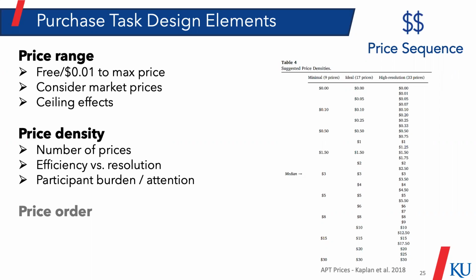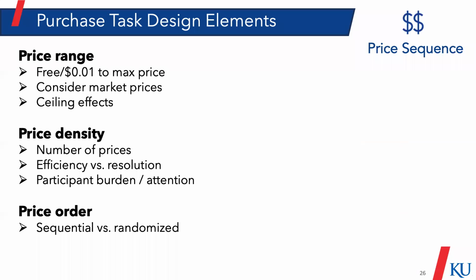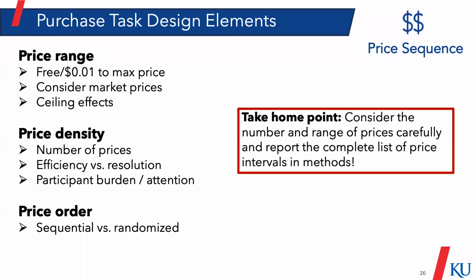And the final consideration with this is the price order. So are you going to present the prices in increasing or ascending order, or randomize them? Fortunately, a study by myself and James McKillop, as well as a replication by Derek Reed's group, showed that there was fairly close correspondence between sequential and randomized. So if you're in a situation where you need to randomize the prices, such as in a brain imaging environment, you can do so with fairly good confidence that you're going to get orderly demand data.